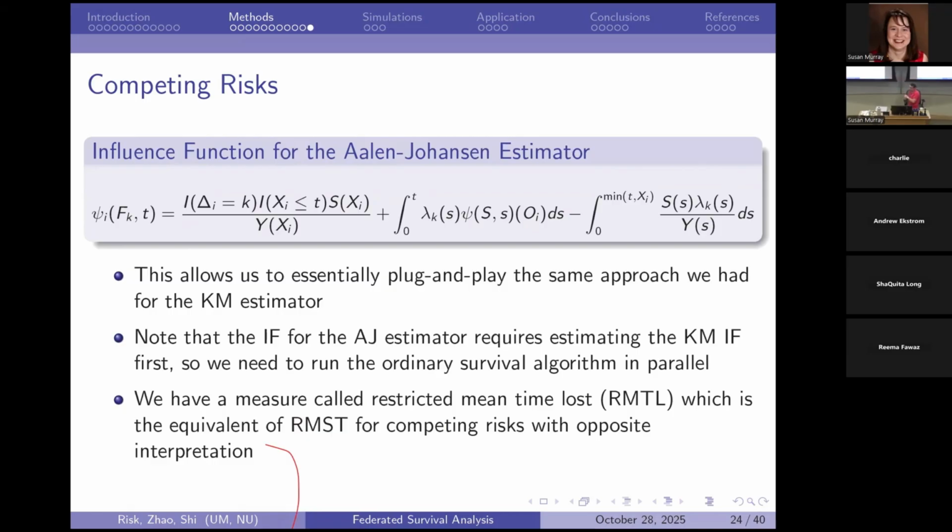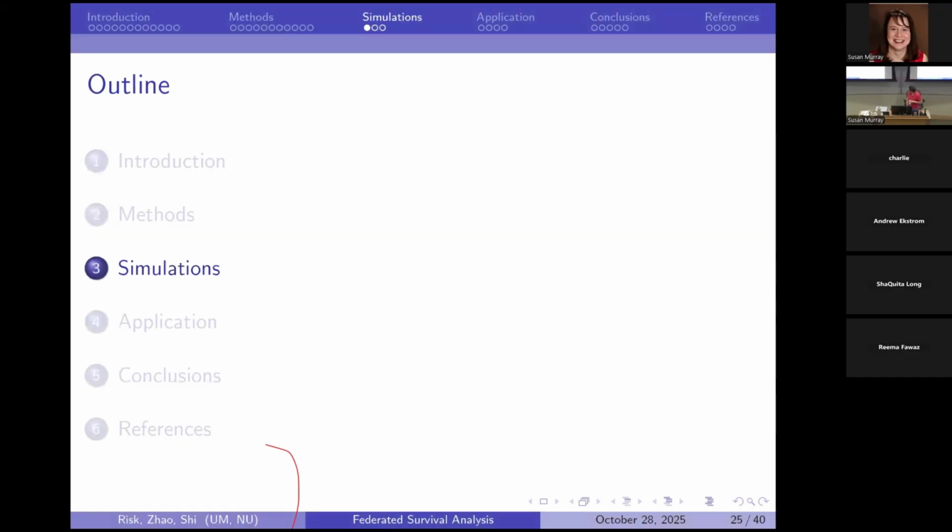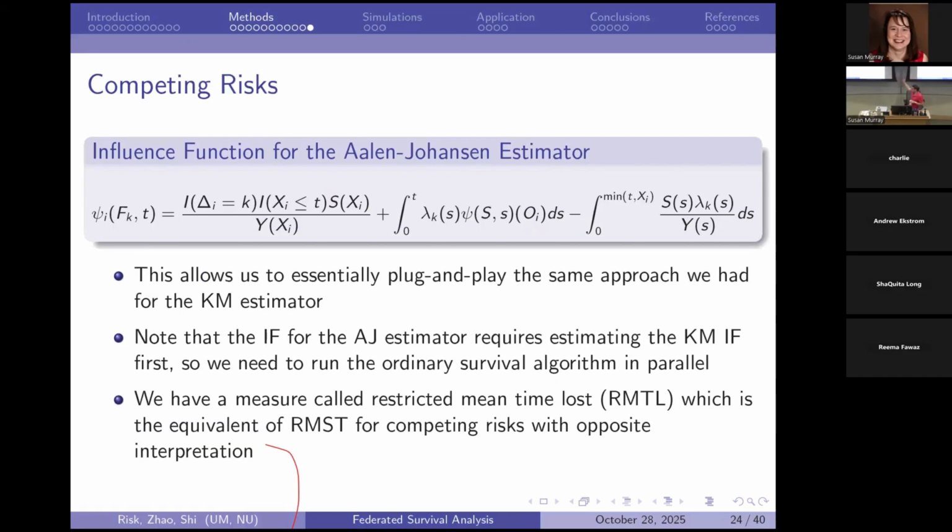And then we also have a measure called restricted mean time loss, which is basically the reverse of restricted mean survival time. So generally you want that number to be lower instead of higher. And that represents the amount of survival time, that's the area under the cumulative incidence curve. And it represents the amount of survival time lost before tau, specifically to that cause k. So it has kind of the opposite interpretation of RMST. And so we're also able to basically do the same algorithm for competing risks. I won't go into any detail on that really.